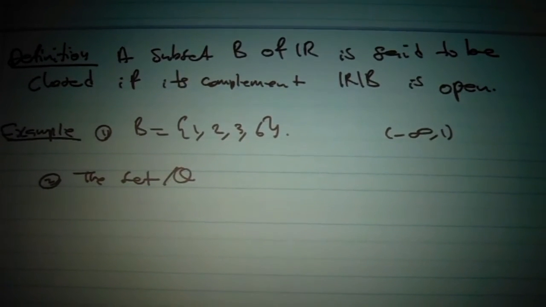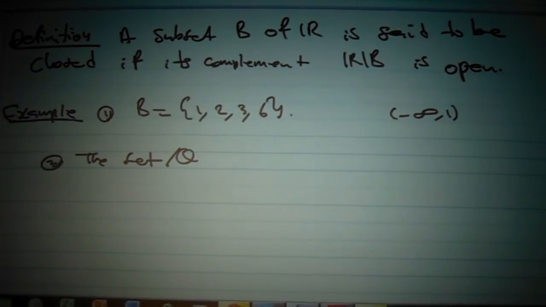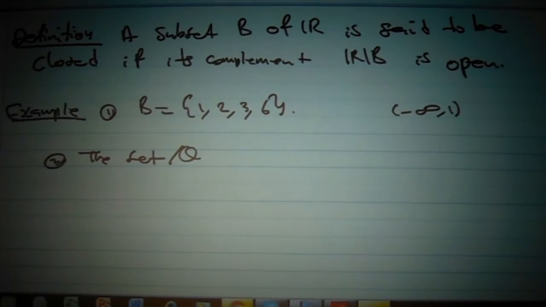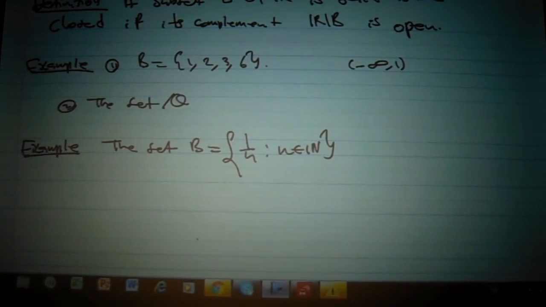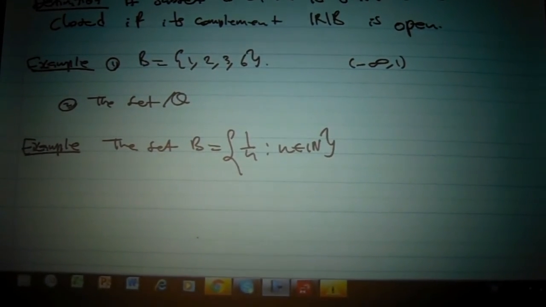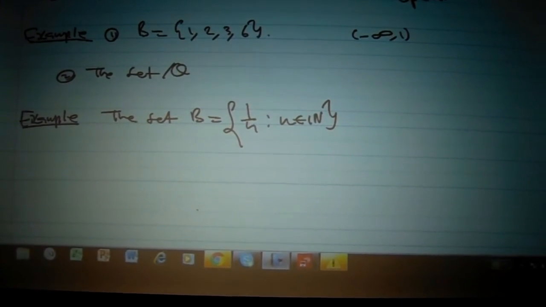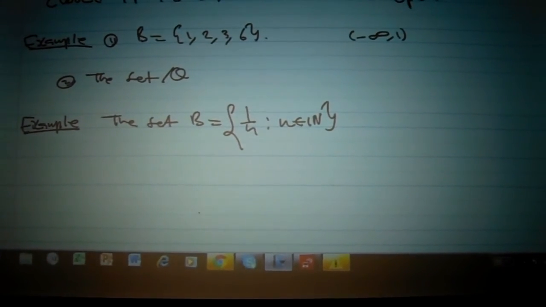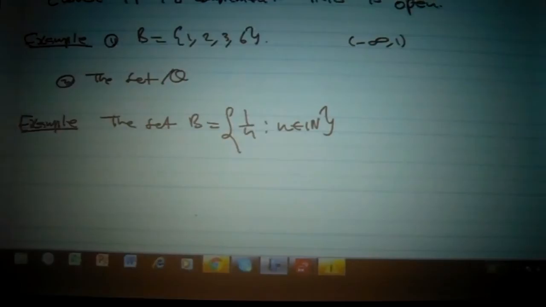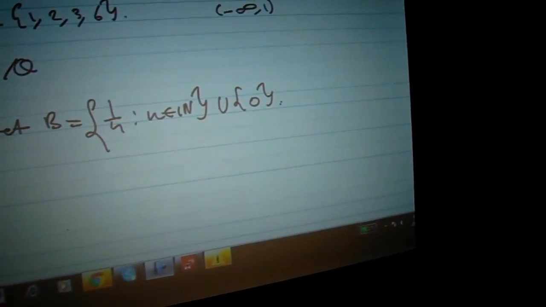The set Q. Is it closed? Why? What can we say about this set? Is it closed or open? 1 over n. That is a subset of Q, so therefore it's not closed. What about this one? It's a subset of Q.